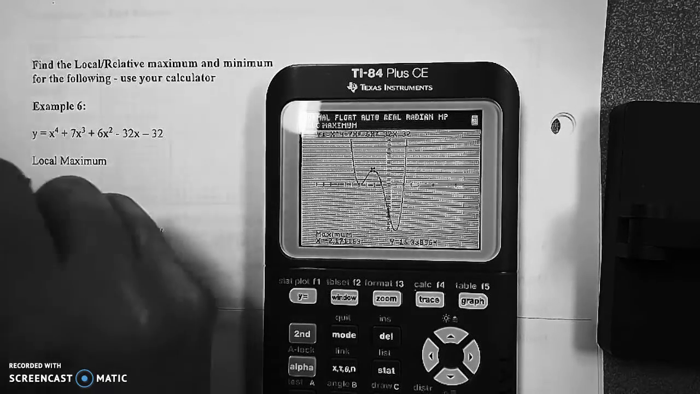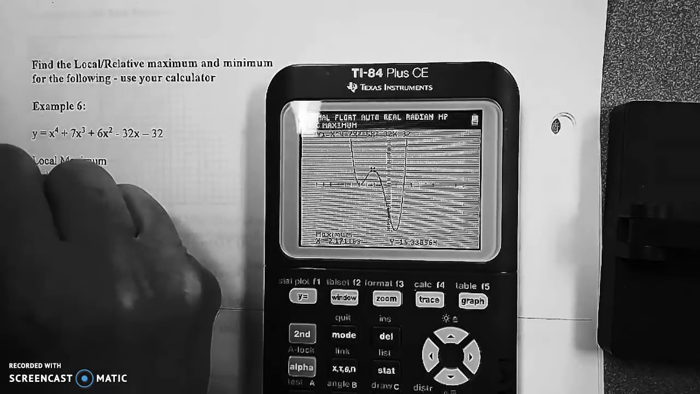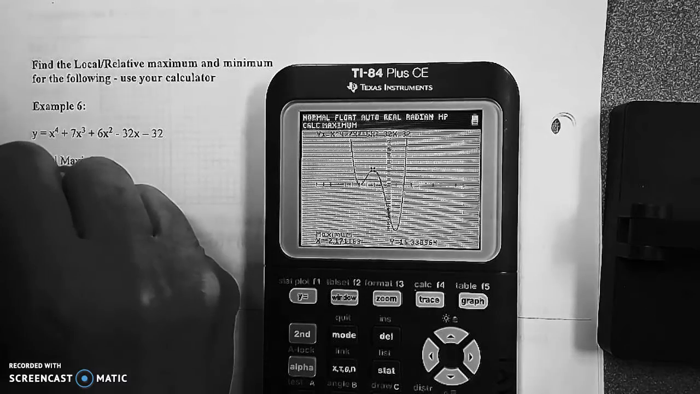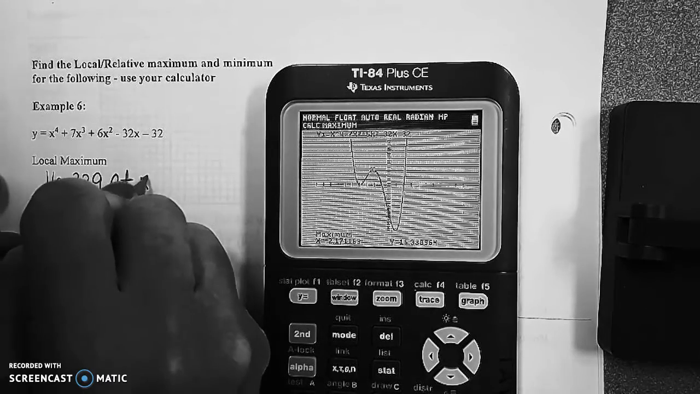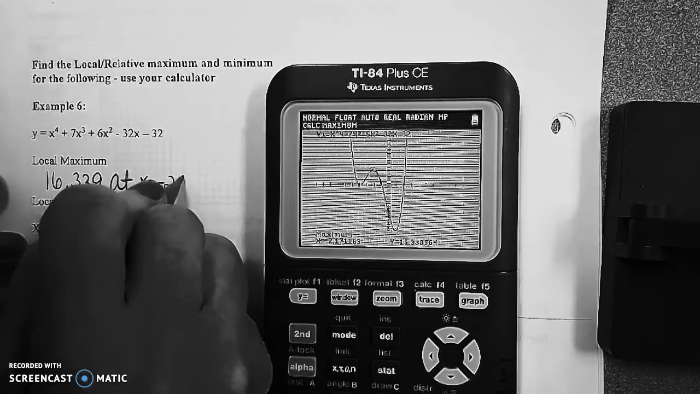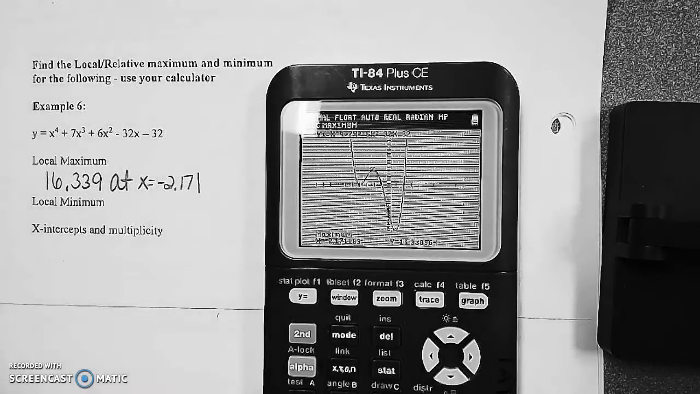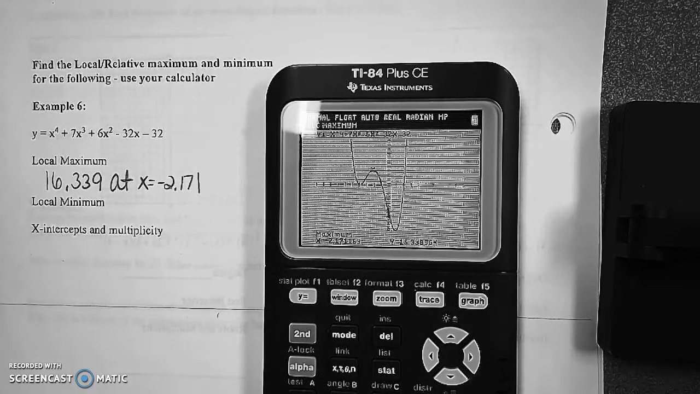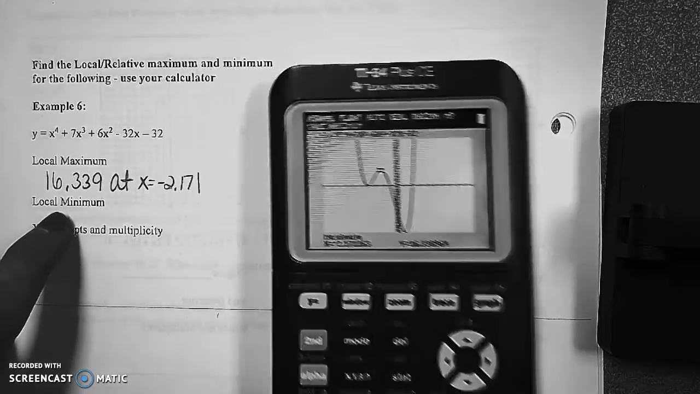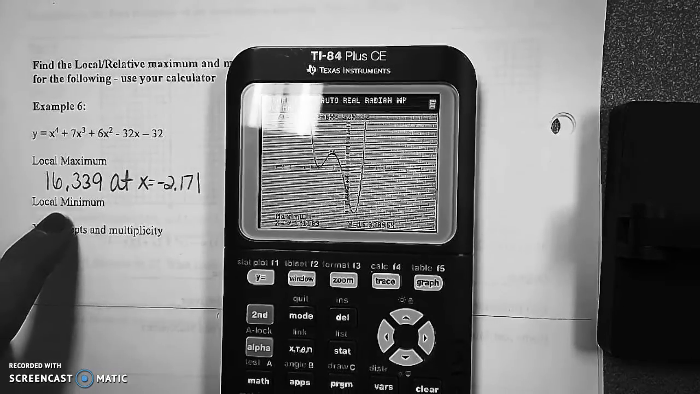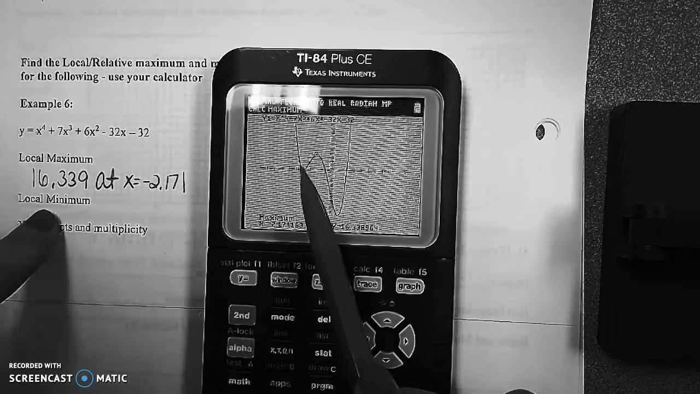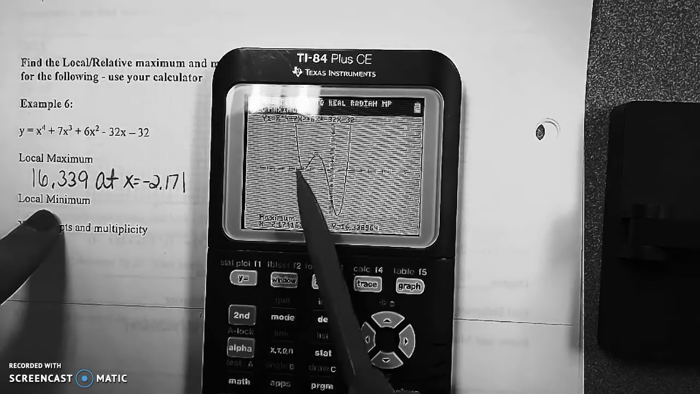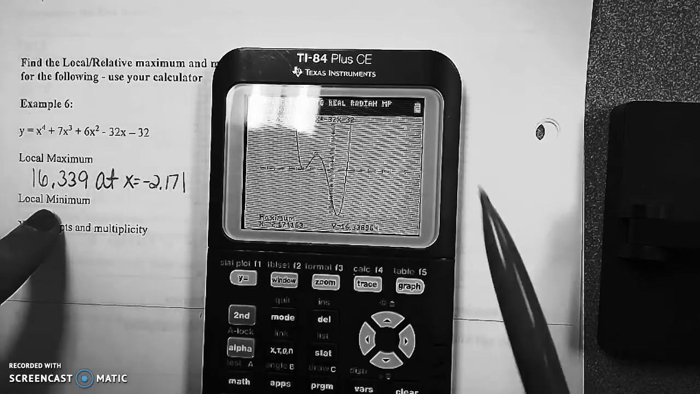So remember, maxes and minimums are y values, so our local max is 16.339. And that occurs at x equals negative 2.171. Always round to 3 decimal places there. Next it says to find any local minimum. Well, that's going to be your low points, and we actually have 2 of those that we need to find.